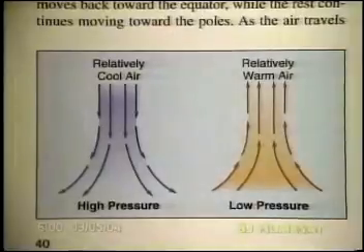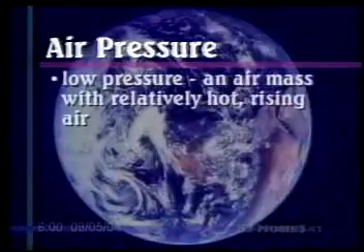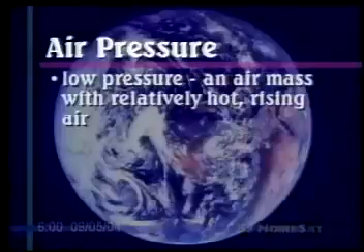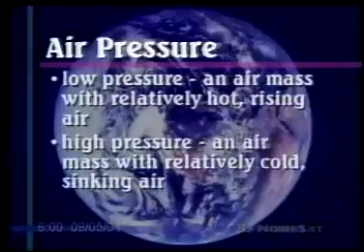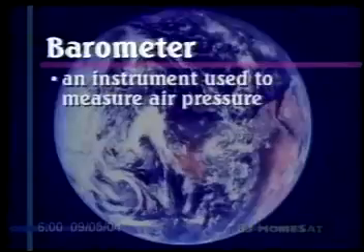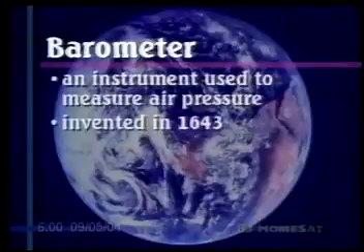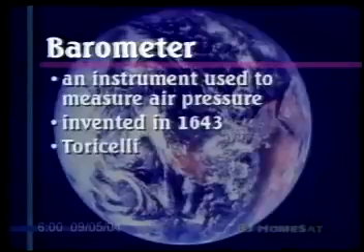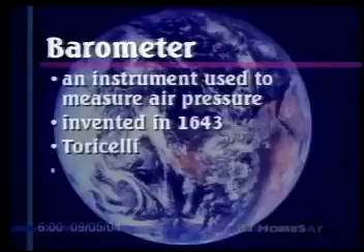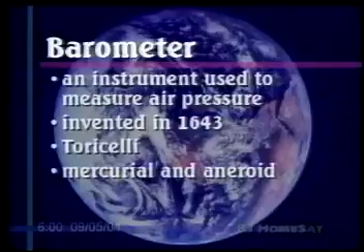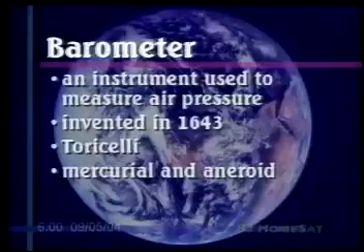So let's remember our air pressure. Low pressure is an air mass with relatively hot rising air, and high pressure is an air mass with relatively cold sinking air. A popular way of stating air pressure is by using the measurements of a barometer. And a barometer is simply an instrument used to measure air pressure. Makes sense, doesn't it? It was actually invented in 1643 by an Italian named Torricelli, and today we still have versions of his mercurial barometer, but most people use the aneroid barometer today.